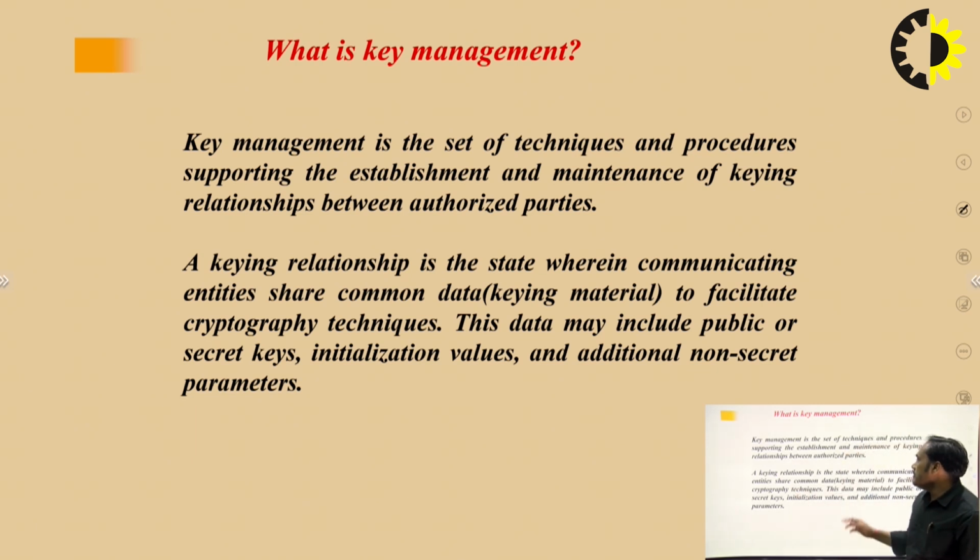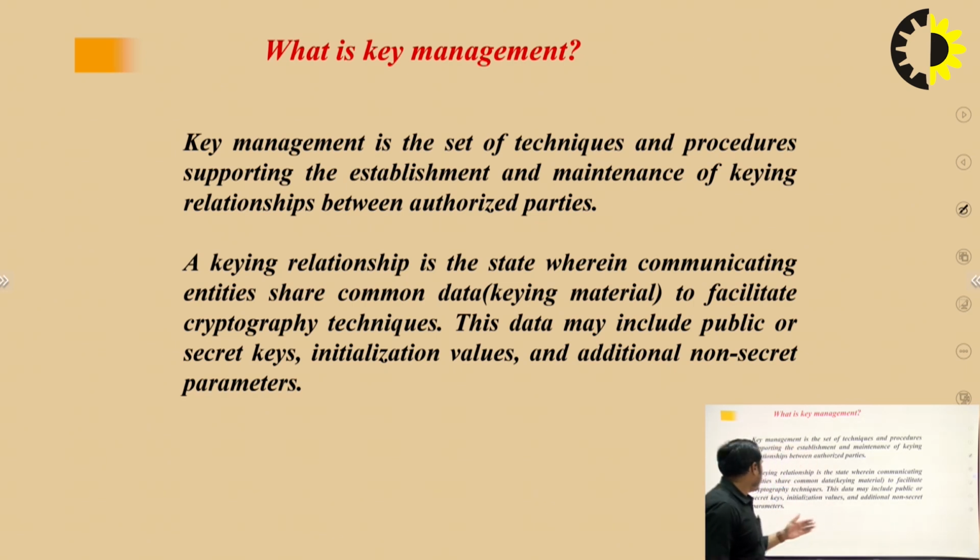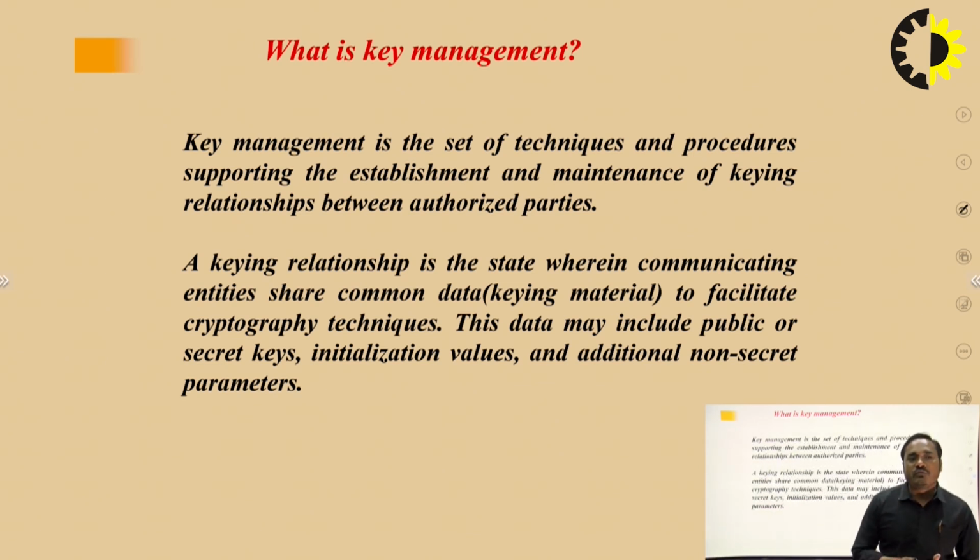A keying relationship is the state wherein communicating entities share common data to facilitate cryptographic techniques. This data may include public or secret keys, initialization values, and additional non-secret parameters. So in key distribution, if I want to communicate with another person, firstly we share common data in terms of keying material, in terms of the session key. Then one person can communicate with the other.